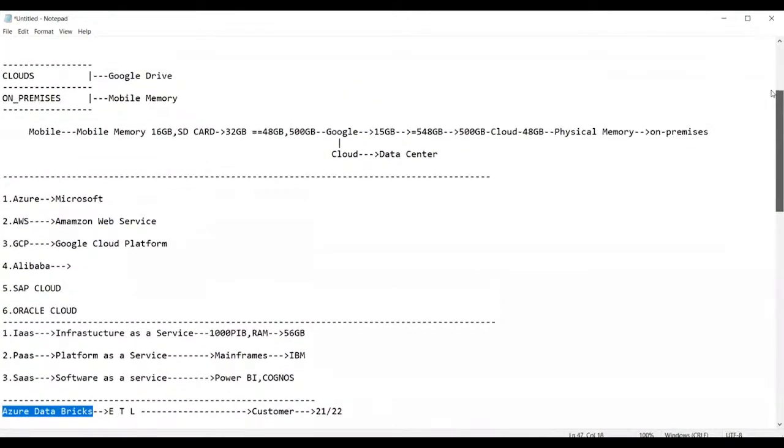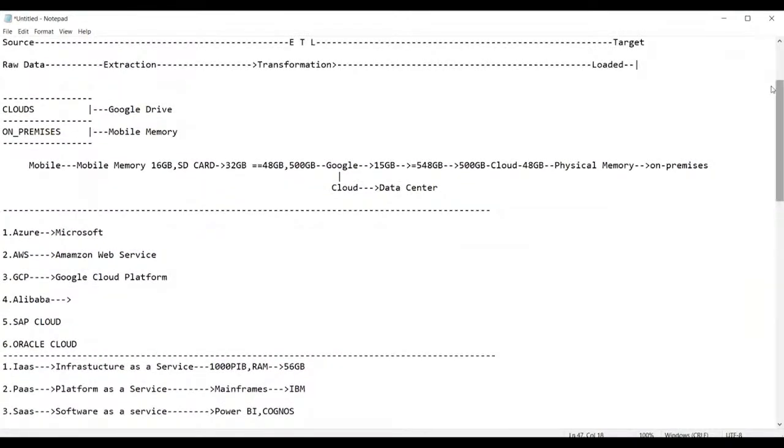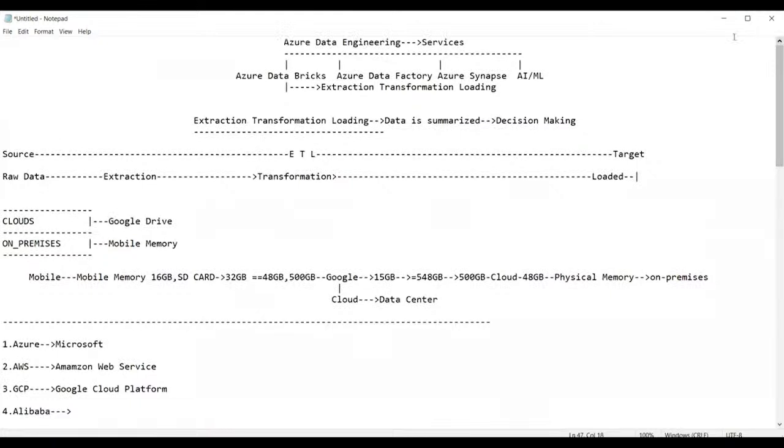Now, as a part of this course, guys, we are going to see Azure Databricks, and the total duration of this course will be 60 hours. We are quoting it as 60, but it will go beyond 60 hours because we have many live scenarios we are going to look into.